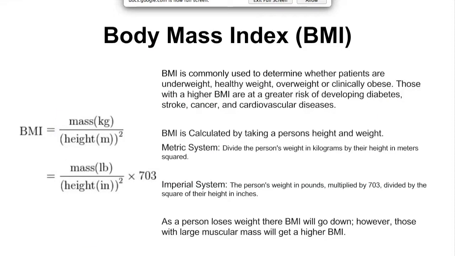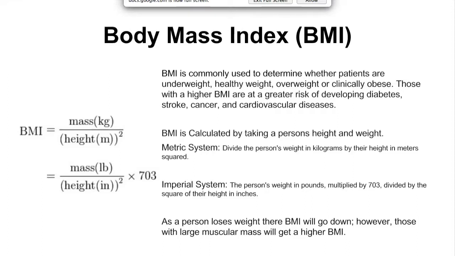BMI is commonly used to determine whether patients are underweight, healthy weight, overweight, or clinically obese. Those with higher BMIs are at a greater risk of developing diabetes, stroke, cancer, and cardiovascular disease. BMI is calculated by taking a person's weight and height. In the metric equation, a person's weight in kilograms is divided by their height in meters squared. In the empirical system, a person's weight in pounds is multiplied by 703 divided by the square height in inches.